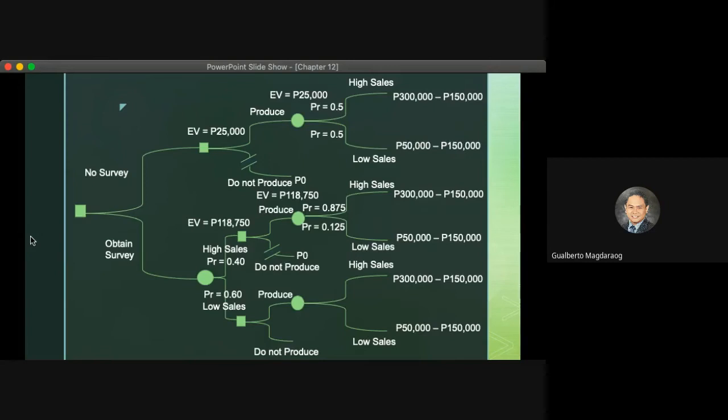Sa baba naman, we will multiply it with our computed probability. We will arrive at negative 37,500. So we have the option to not produce, and we will earn nothing. So comparing between the two, negative 37,500 and zero profit, alin dyan ang mas pipiliin mo? Siyempre yung hindi mas masakit, and that is 37,500 loss.